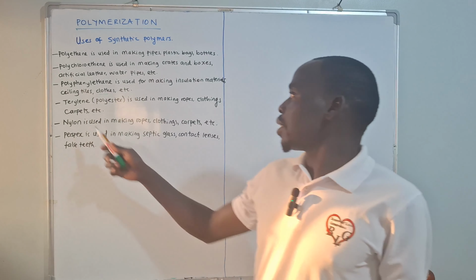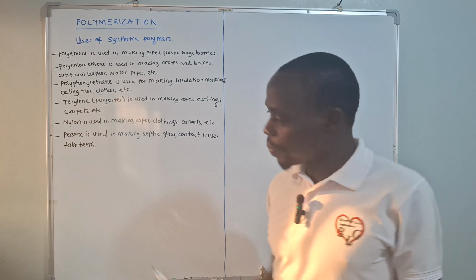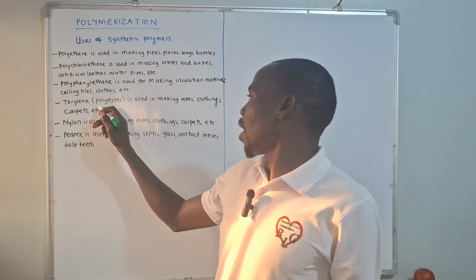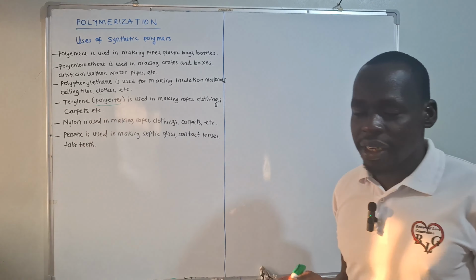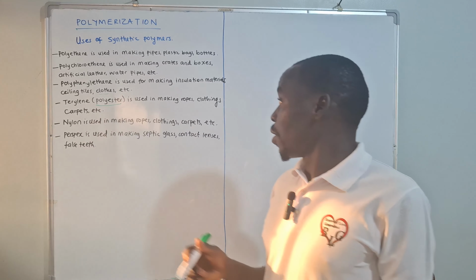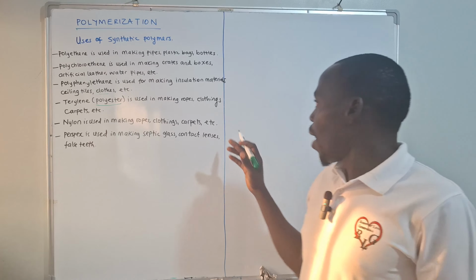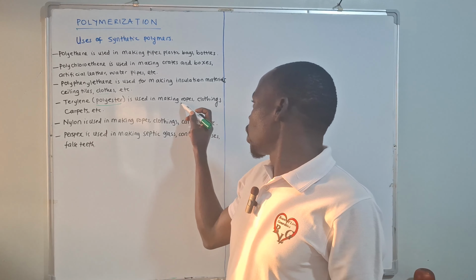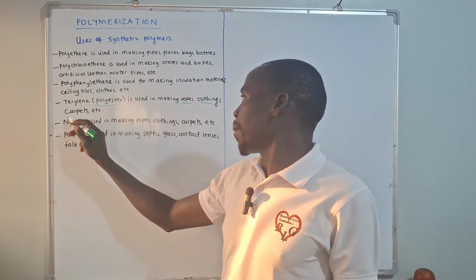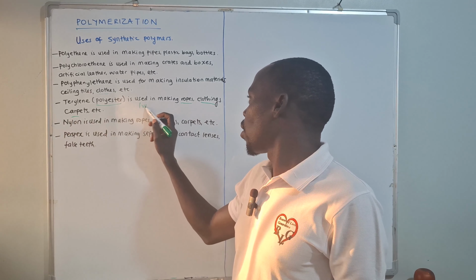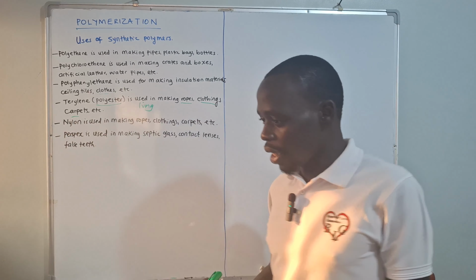Now we have what we call terylene. Sometimes we call it polyester. This material is very, very strong, or you can say it is durable. Why? Because when you use it for making ropes, clothing, and carpets, they are long lasting.